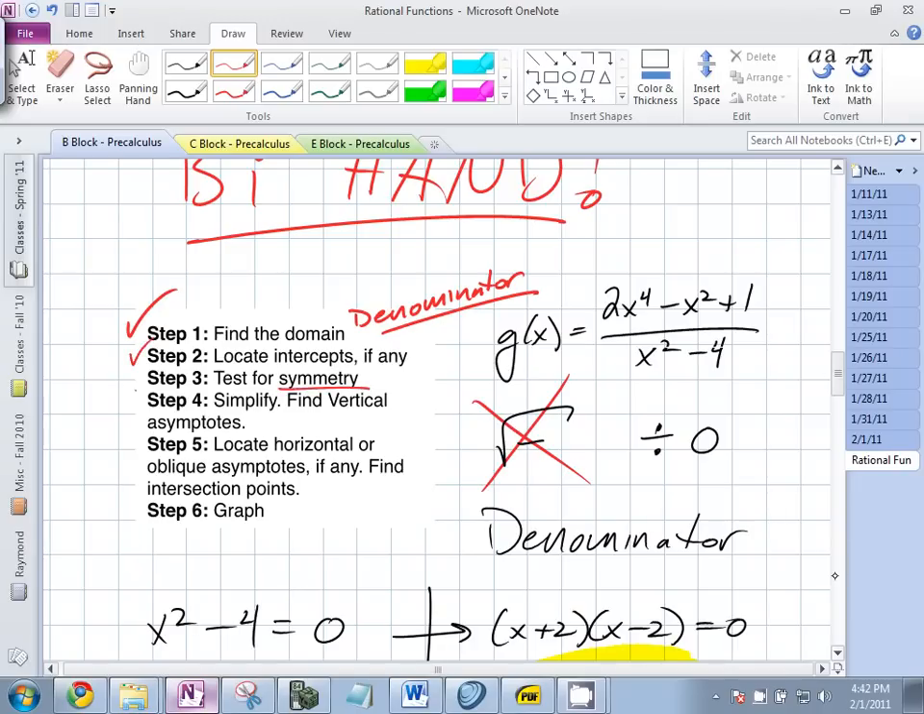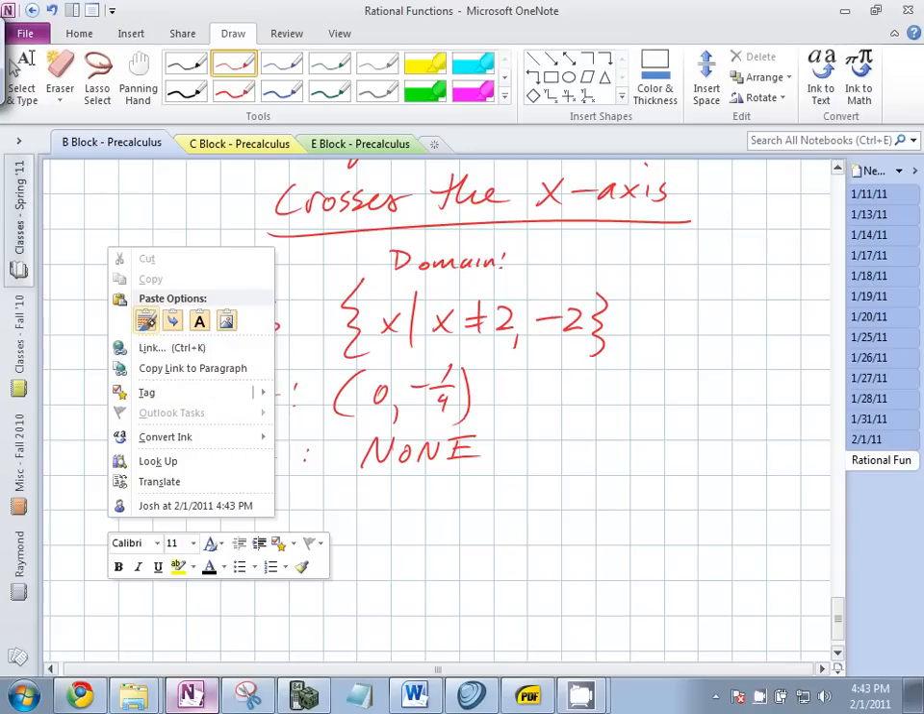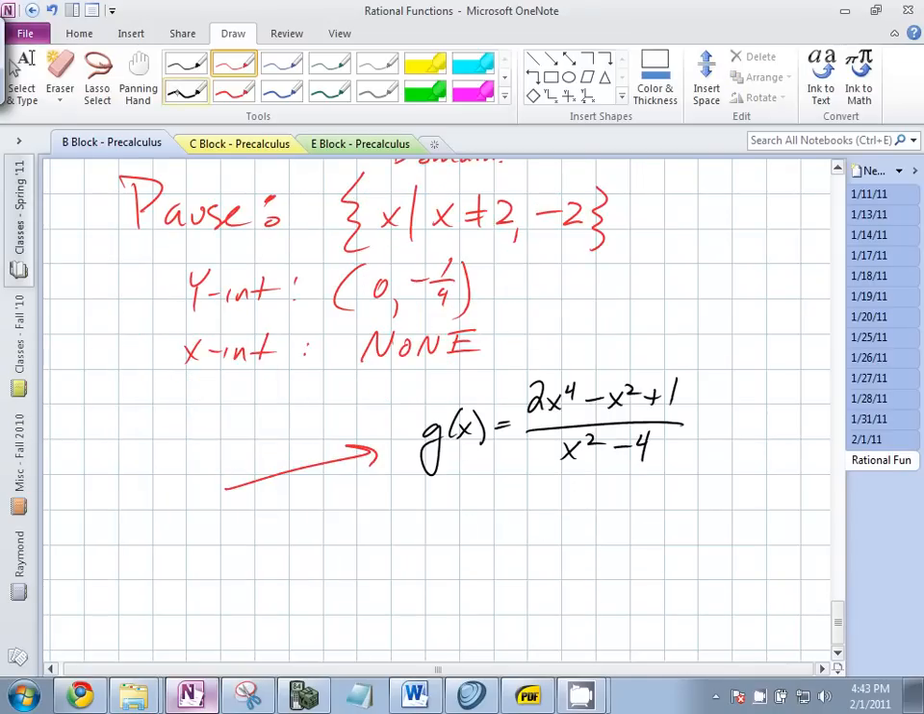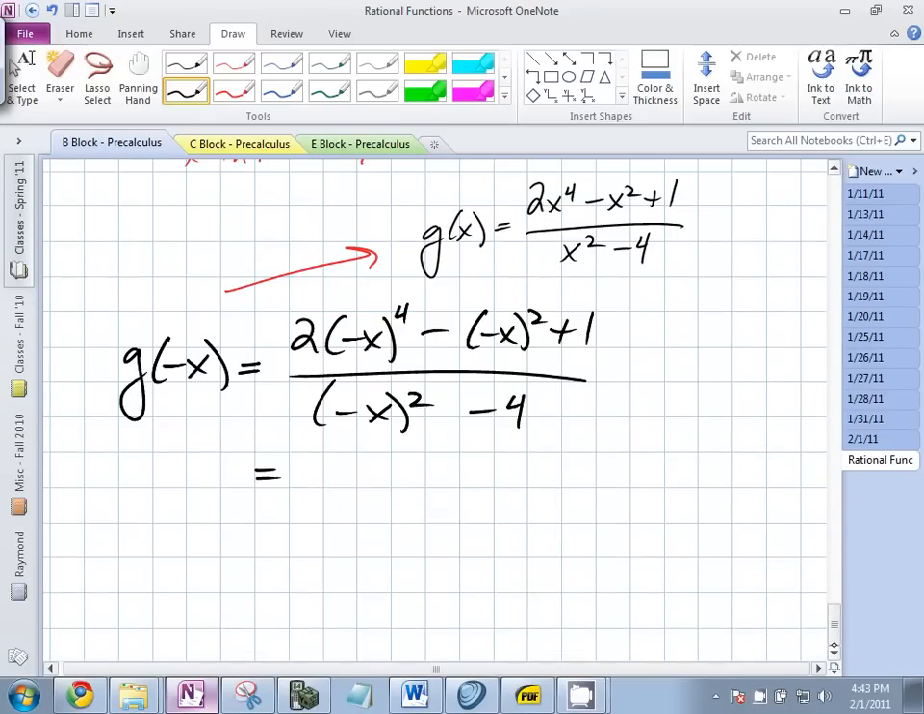And we test for symmetry by throwing in negative x into the original function. So if we take this function right here and throw in negative x, what happens to the original function? We're going to test for symmetry on this function right here. So g of negative x, remember you can't just plug in one value, you have to plug in negative x, is going to equal 2 times negative x to the 4th minus negative x squared plus 1 all over negative x squared minus 4. We simplify this a little bit and we end up with 2x to the 4th minus x squared plus 1 all over x squared minus 4.